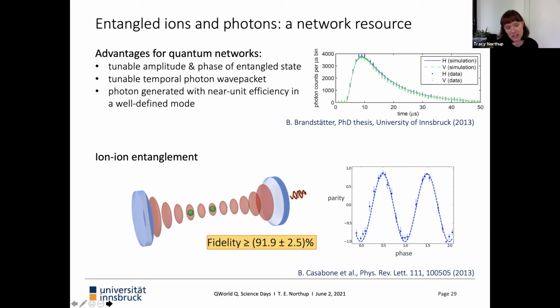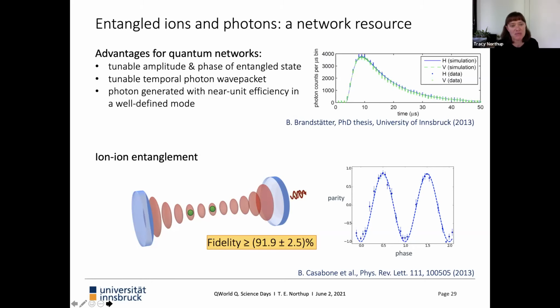To verify the entanglement, we measured the ions, seeing if they were both in the same state, which would be an even parity, or in opposite states, which would be odd, and seeing how that parity evolved as a result of rotations on the ion state. And that allows us to verify the entanglement and to show that they were highly entangled through this process.